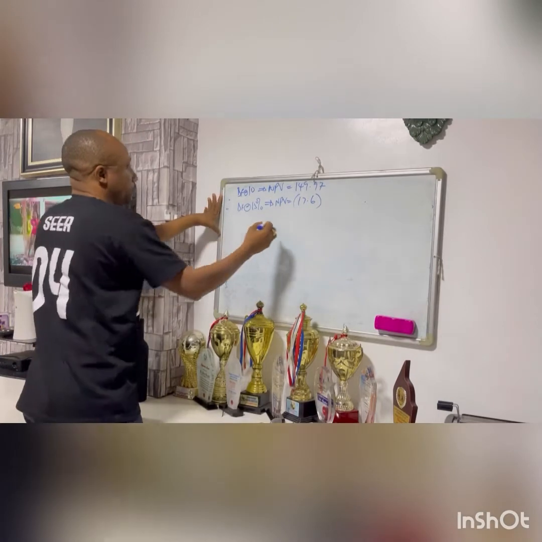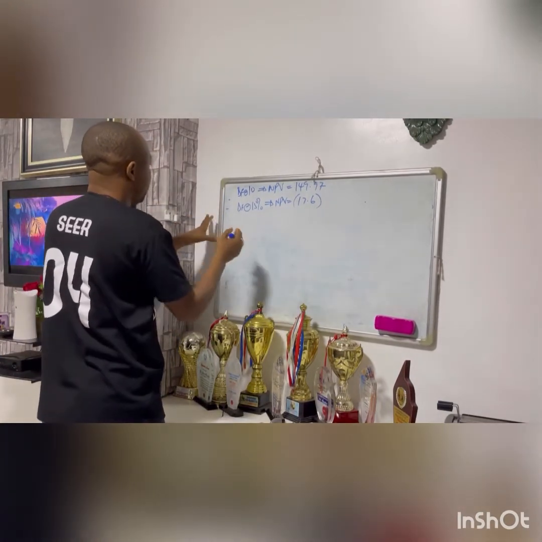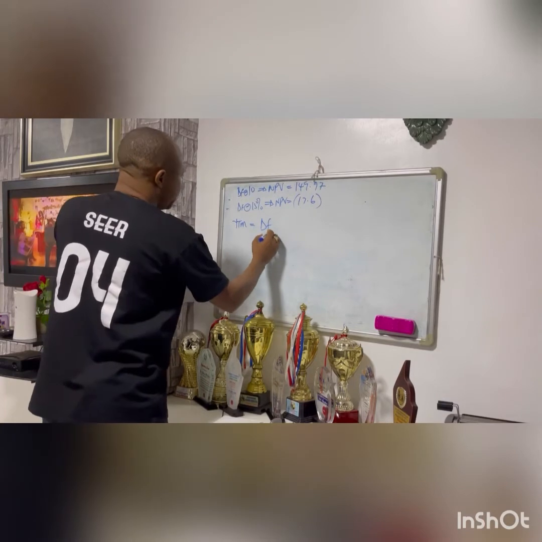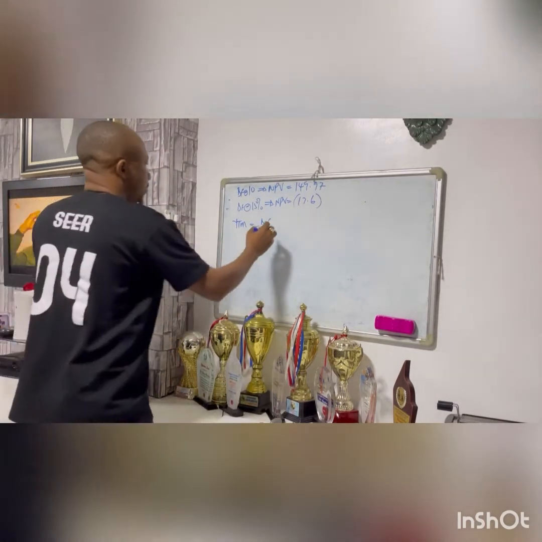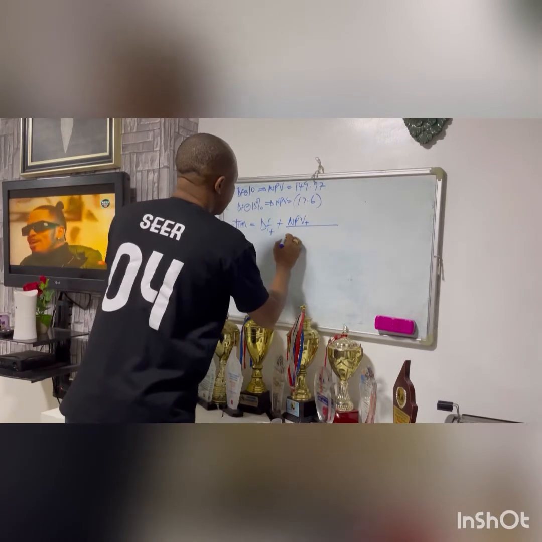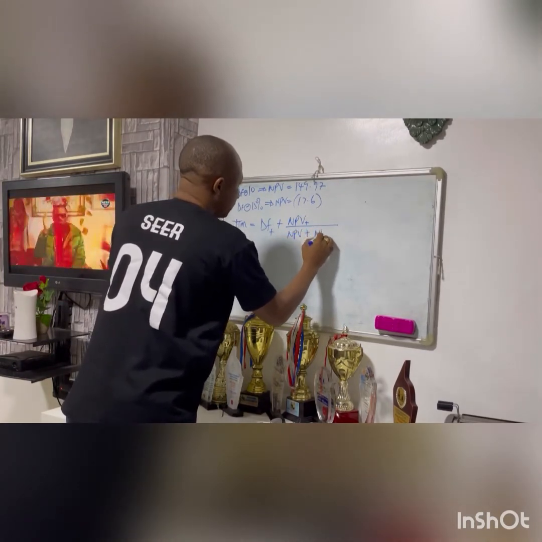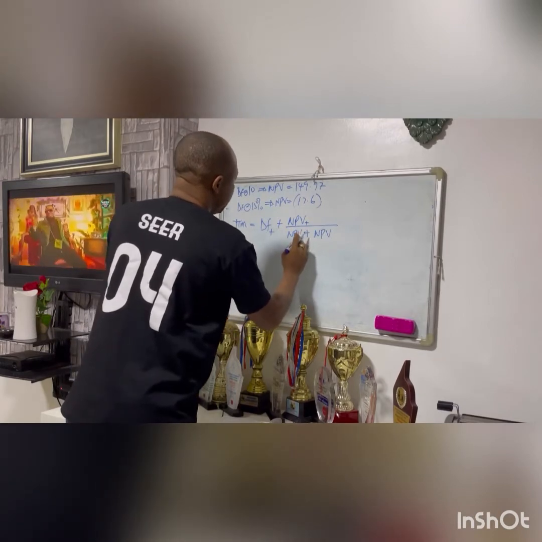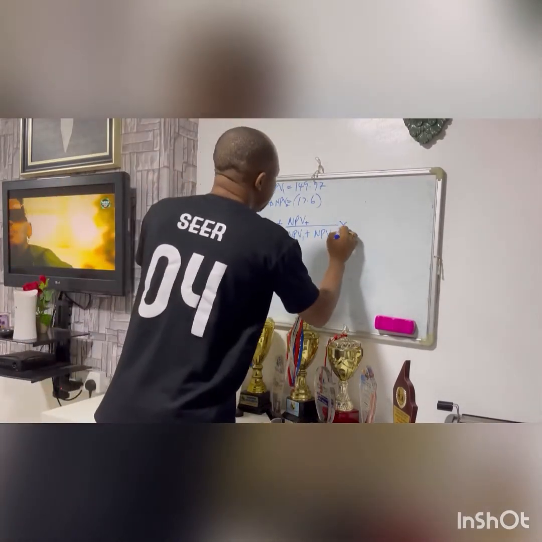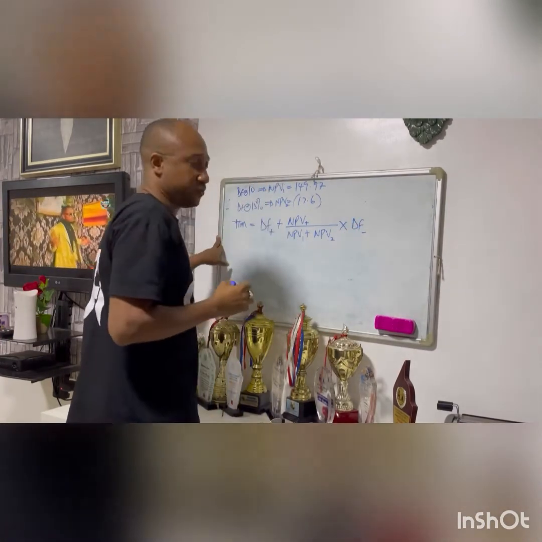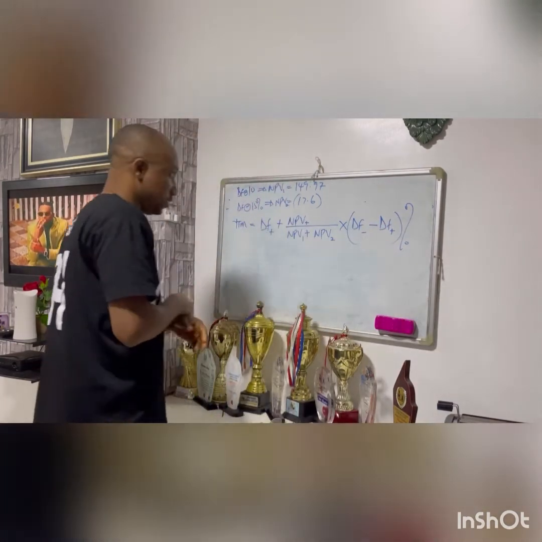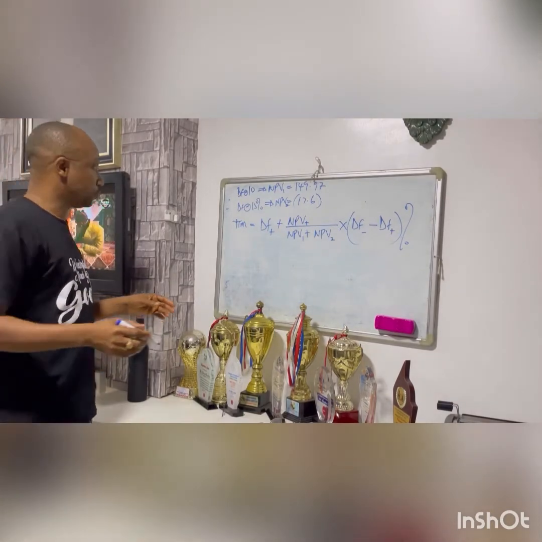So to interpolate now, I will have yield to maturity equals the discount factor that gave me the positive NPV, plus that positive NPV divided by the two NPVs added together (I can call them NPV1 and NPV2), multiplied by the discount factor that gave me the negative NPV minus the discount factor that gave me the positive NPV. Everything in percentage.